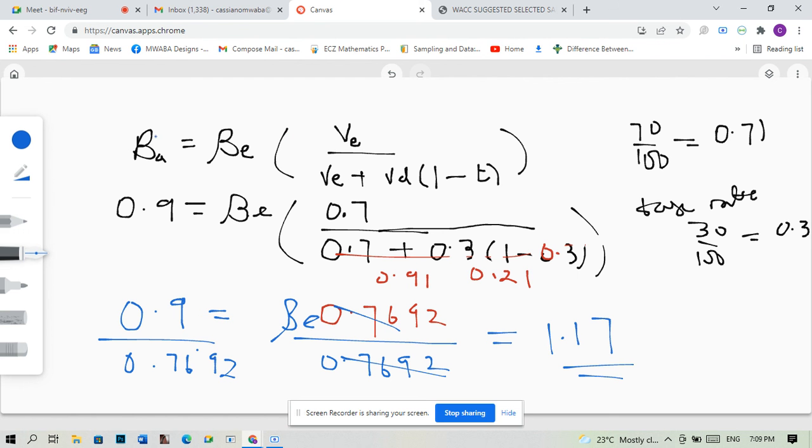Just remember, if you're given an asset beta, you first have to find your equity beta using this relationship. And remember, a beta is just the measure of market risk. That's all. So we found our equity beta, BE. Any questions before we move further? Okay, we are clear there.